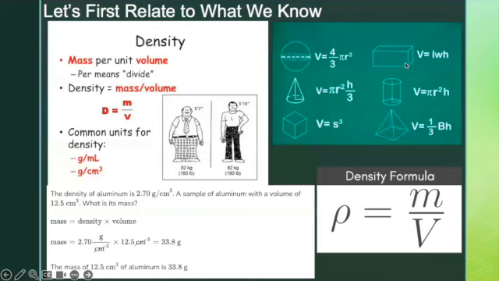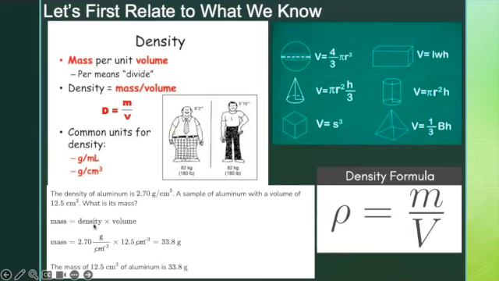All right, so let's relate to what we know. We know what volume is, right? Here's all our objects. We know what area is. So let's talk about density in the way you're familiar with it, mass per unit volume. Anytime you have per, as you probably know from physics one, meters per second squared, per just means divide. So density is mass divided by volume. And again, in chemistry, these are your common units for density.